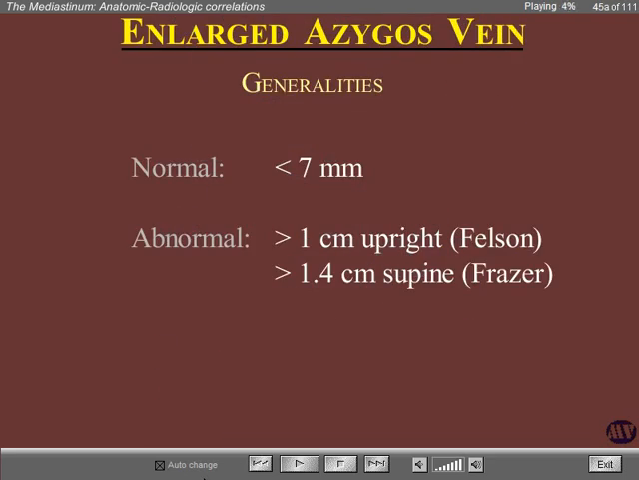The criteria to determine if the azygos arch is normal or enlarged is that its maximum transverse diameter should be less than 7 millimeters. Dr. Felson considered that in the upright position, the maximum transverse diameter should never exceed 10 millimeters, so that is 1 centimeter. And Dr. Robert Fraser believed that in the supine position, it should not exceed 1.4 centimeters.